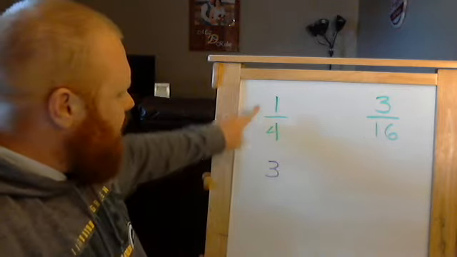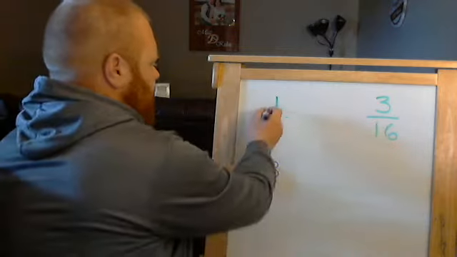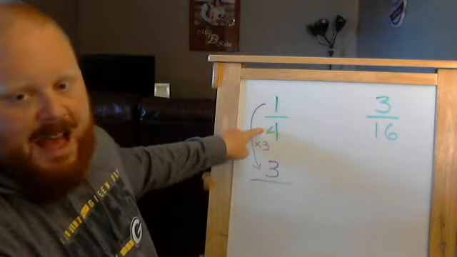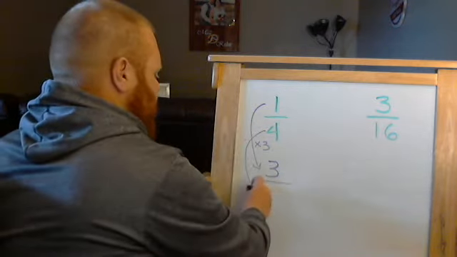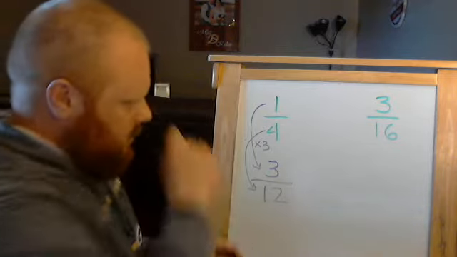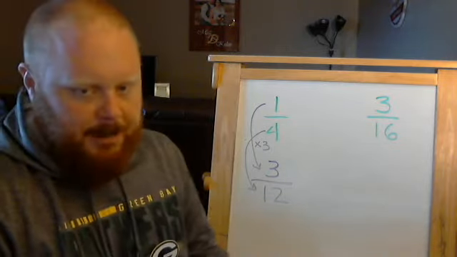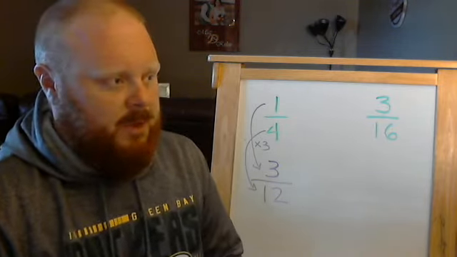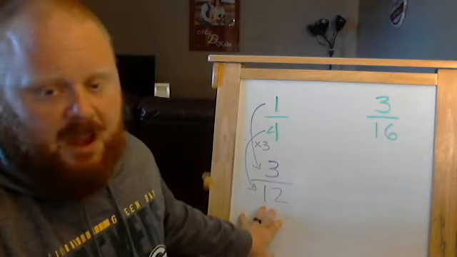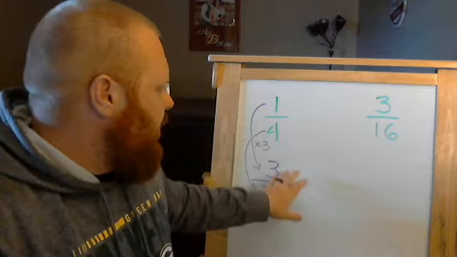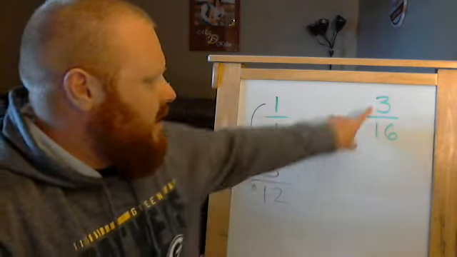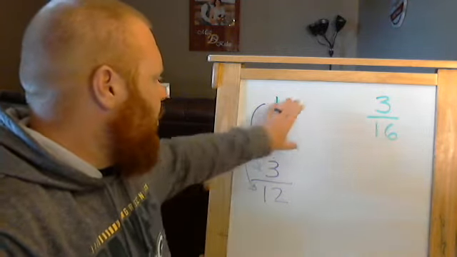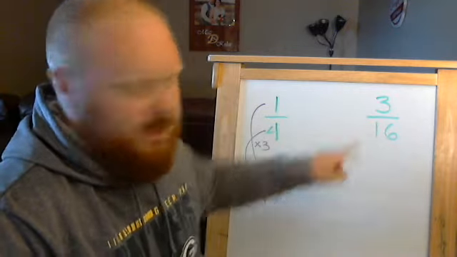So if I'm doing equivalent fractions, 1 times 3 is 3. Now I'm going to multiply my denominator by 3. 4 times 3 is 12. So essentially what I'm comparing here is 3/12 and 3/16. Going back to the lesson, 12ths are bigger than 16ths. So if I have 3 pieces that are bigger than 3 pieces that are smaller, this fraction will have a greater value. So 1/4 is greater than 3/16.